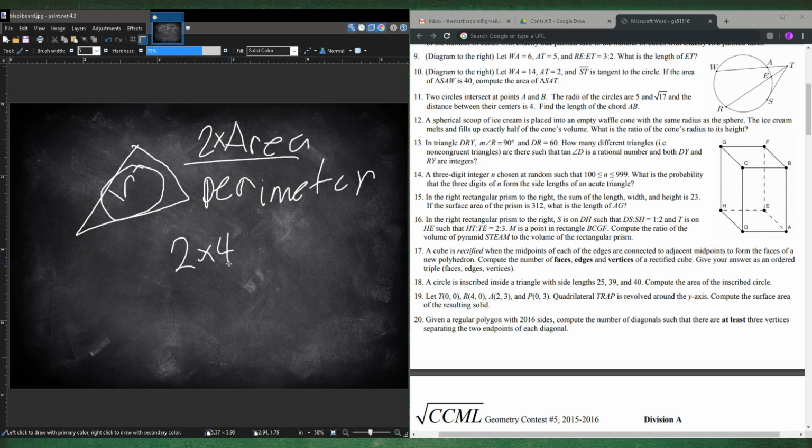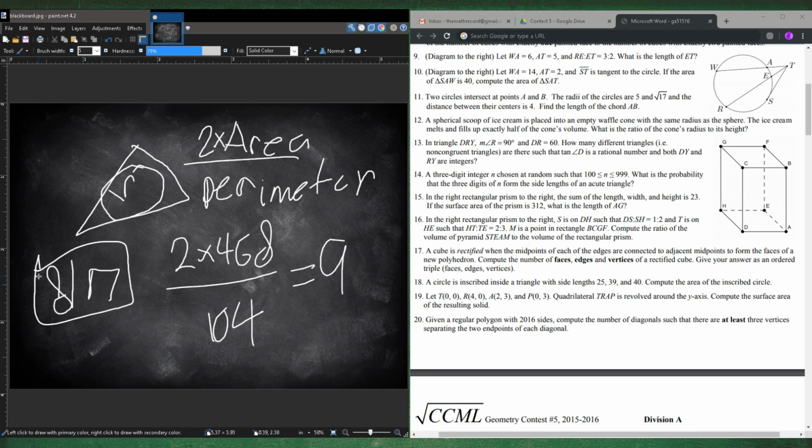So 2 times 468 divided by the perimeter. The perimeter is 25 plus 39 plus 40, which is 104. Okay. So 468 divided by 104 times 2 is 9. So the inradius is length 9. So the area is just pi r squared, so it's just 81 pi. Basically, that's simple.